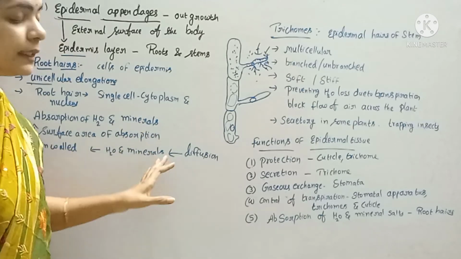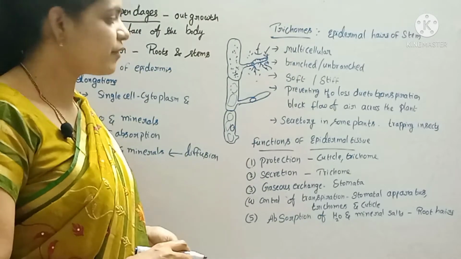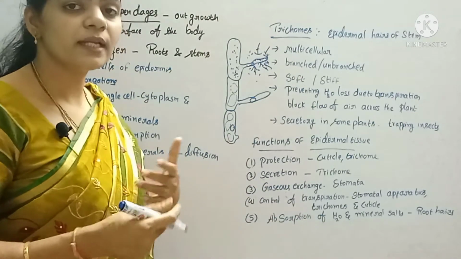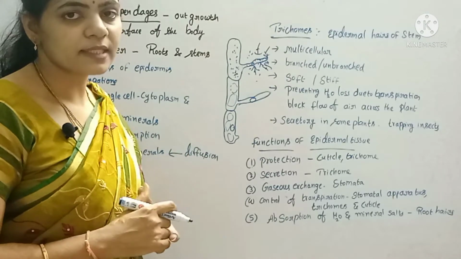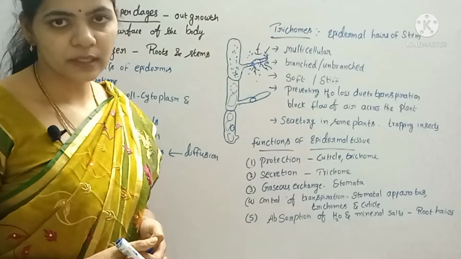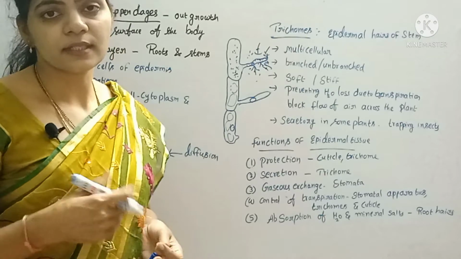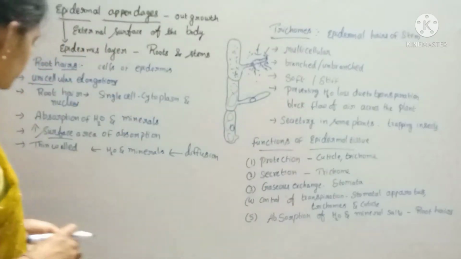And not only that, they increase the surface area of absorption also. What is the meaning of surface area of absorption? When the root hairs develop vigorously, they will absorb more and more water and mineral salts and increase the capacity of absorption. That is called increasing the surface area of absorption.